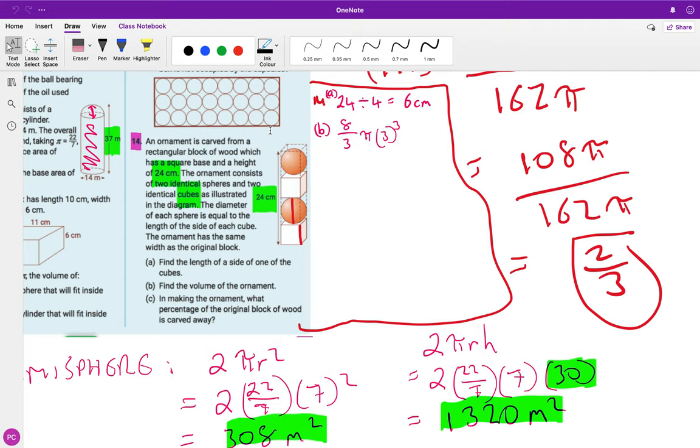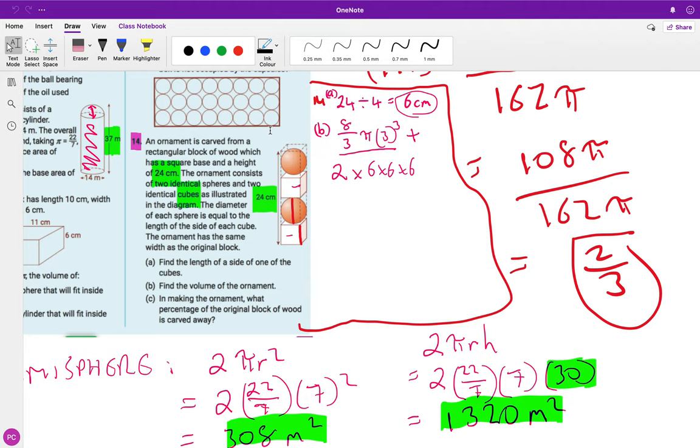Remember, it's length by width by height, and we worked out up here that all the sides of those cubes are going to be 6. So for each cube it's going to be 6 by 6 by 6. To find the volume of this one here, 6 by 6 by 6. To find the volume of this one here, 6 by 6 by 6. So obviously this is going to give us the volume of the spheres plus twice 6 by 6 by 6, or you can do twice 6 cubed.